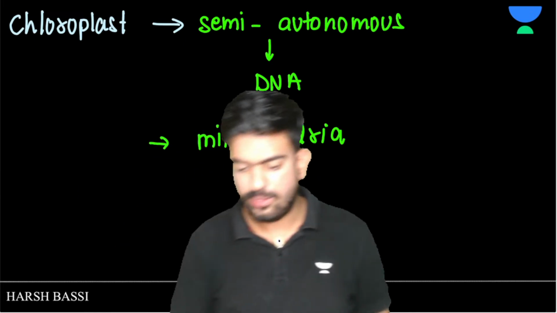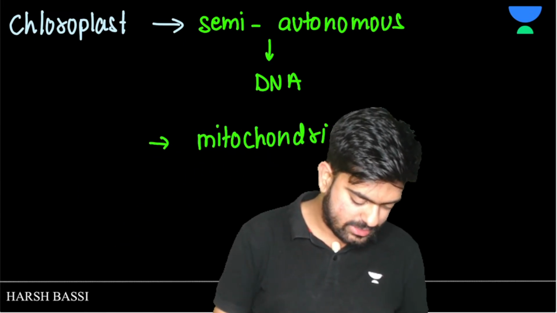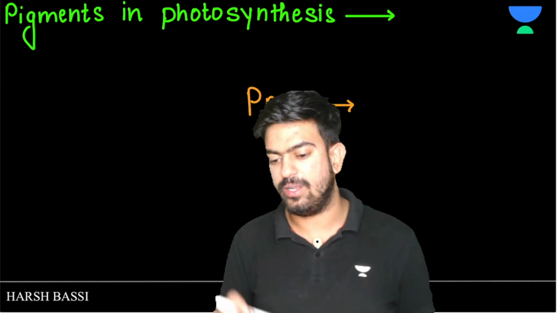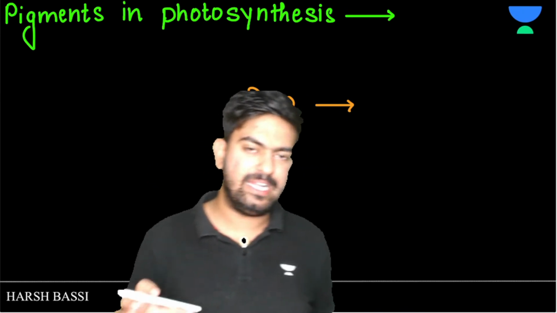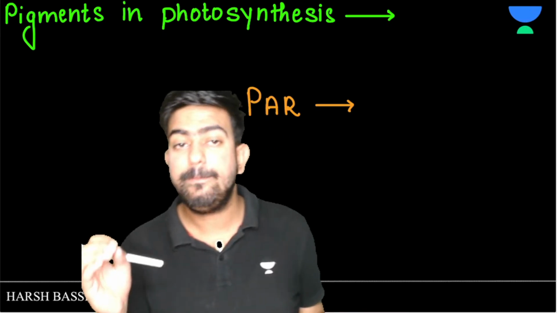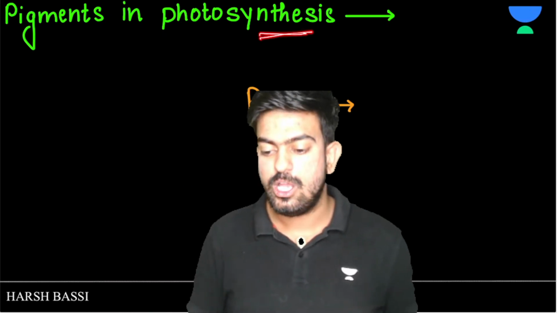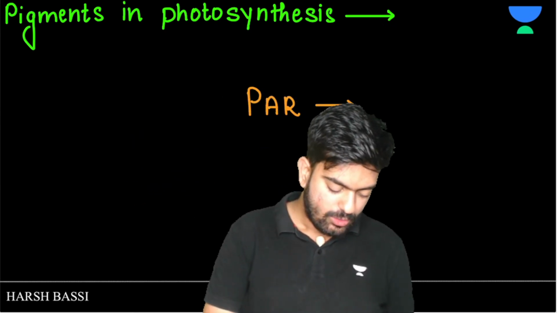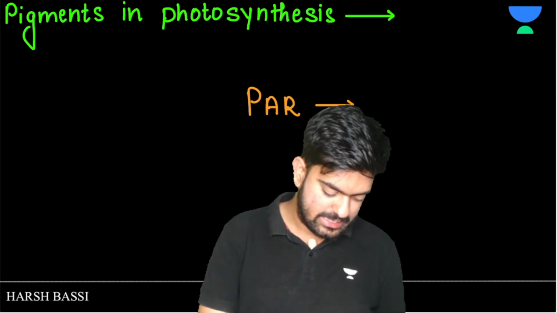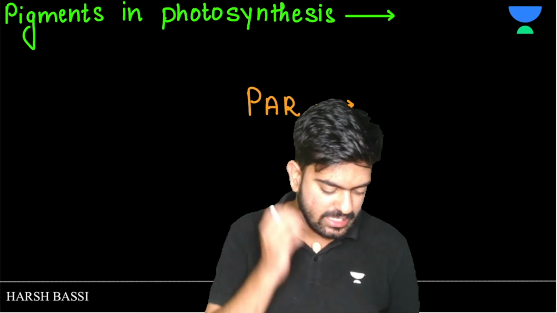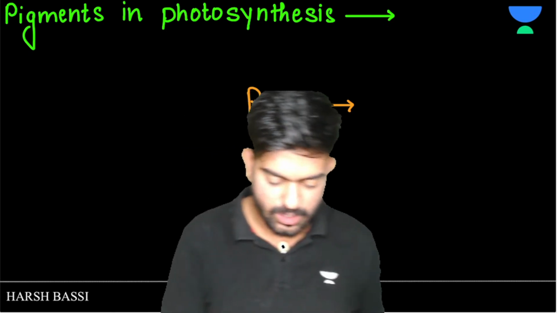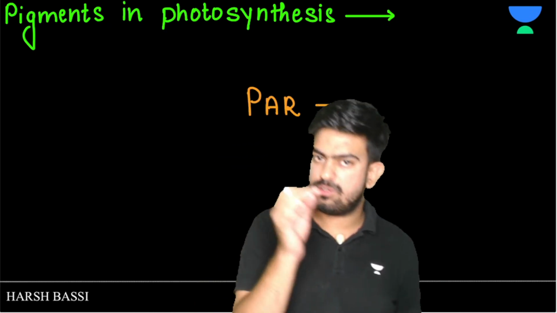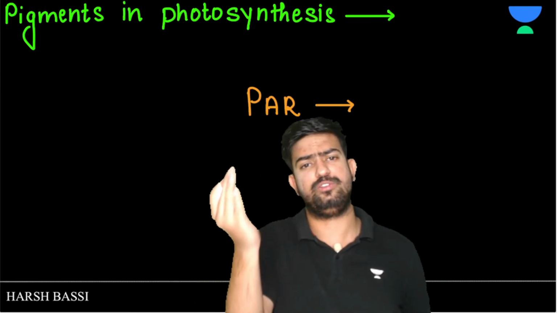Now let's move on and talk about the structure of chloroplast. We have done the chloroplast structure. Now the main thing we are going to discuss in today's session will be the pigments in photosynthesis. What kind of pigments are involved in photosynthesis? We are going to see that. The very first thing is chlorophyll. Chlorophyll is of a few types, like chlorophyll A, chlorophyll B, chlorophyll C, and so on.